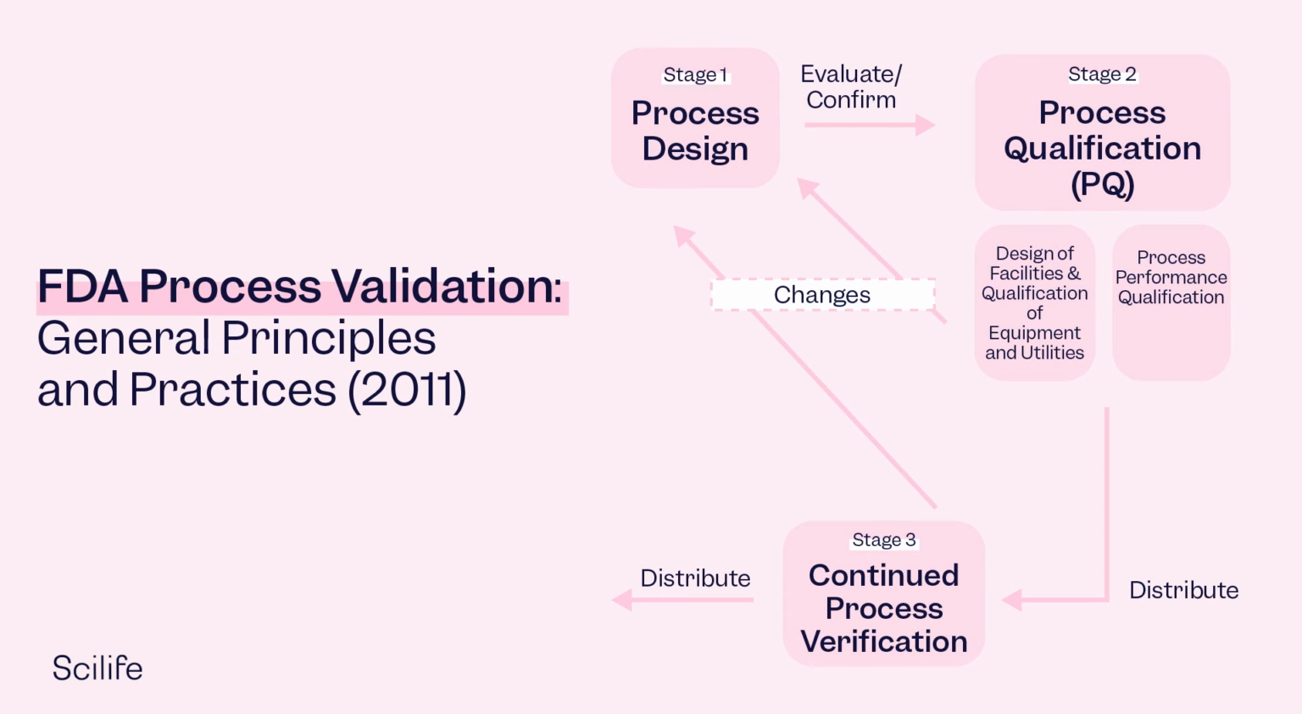According to FDA guidance, Process Validation, General Principles and Practices from 2011, process validation involves 3 stages over the life cycle of the product and process: process design, process qualification, and continued process verification.